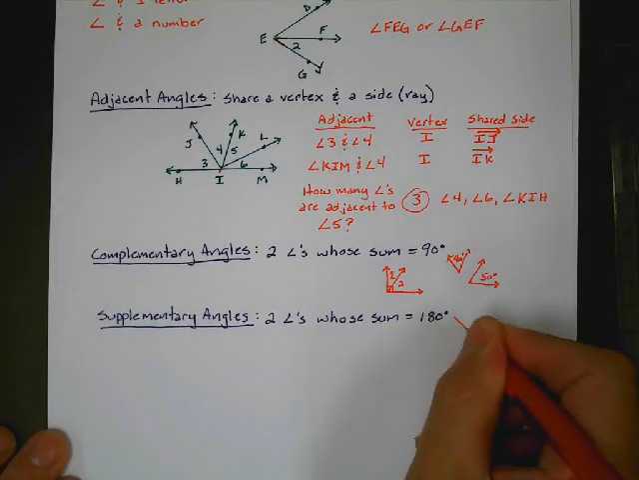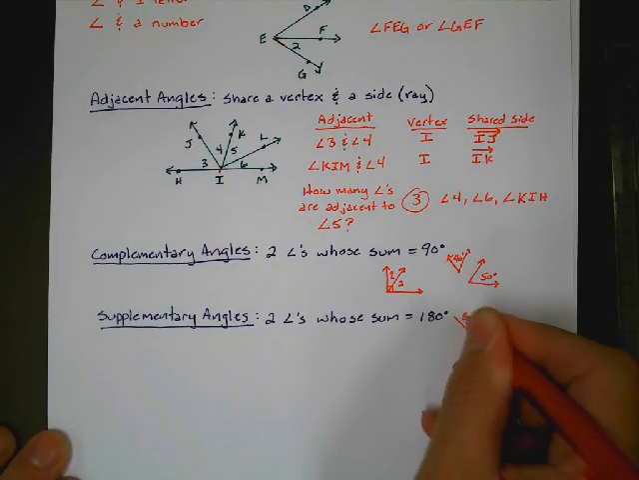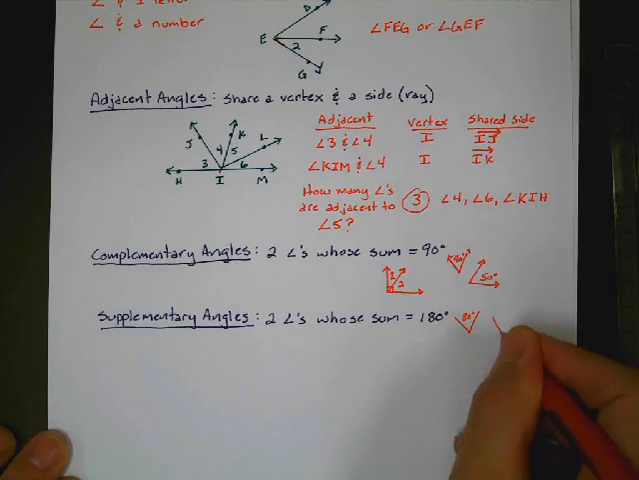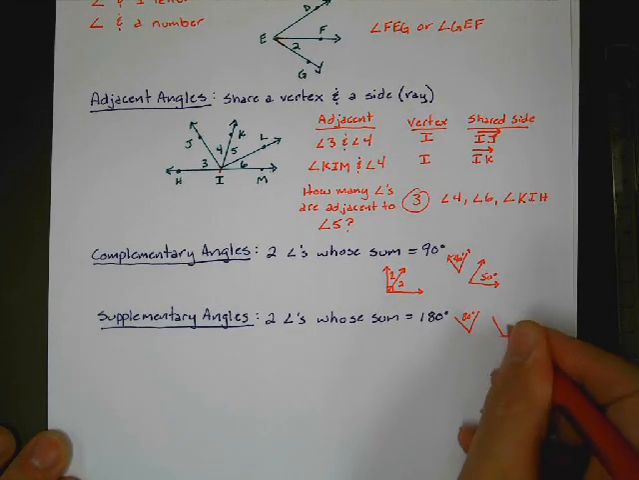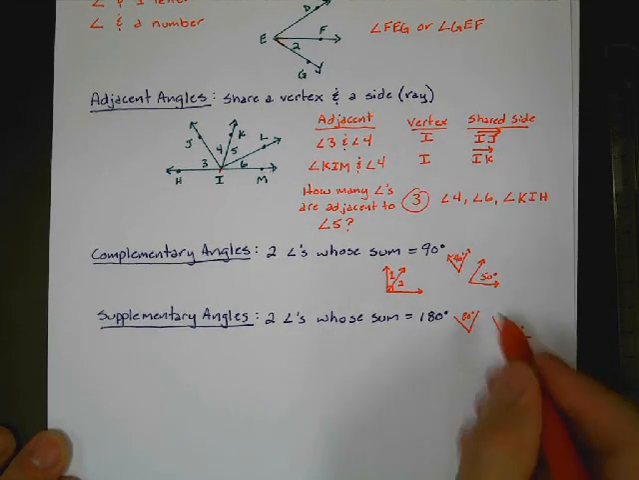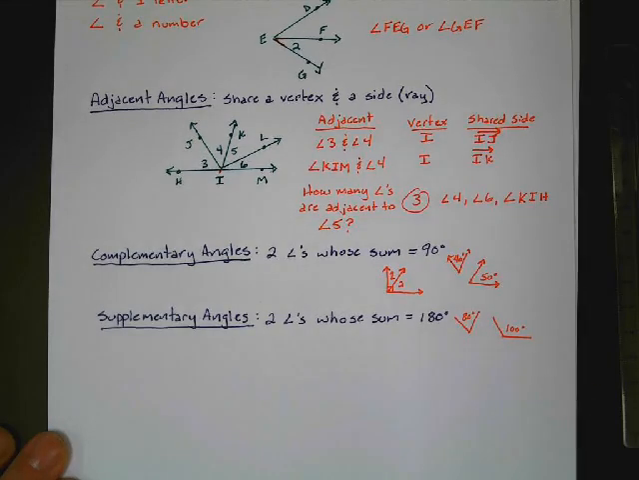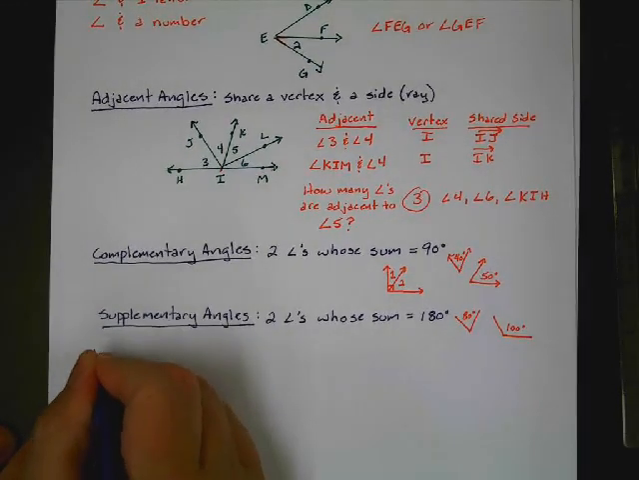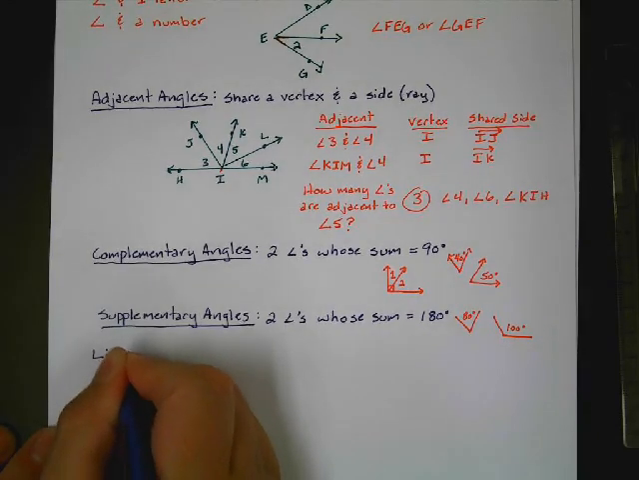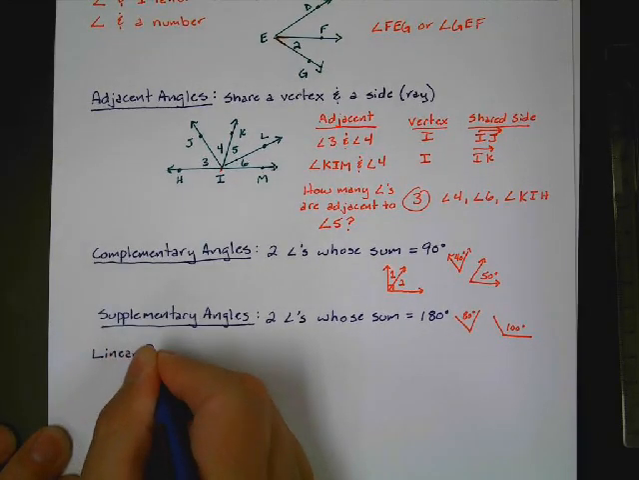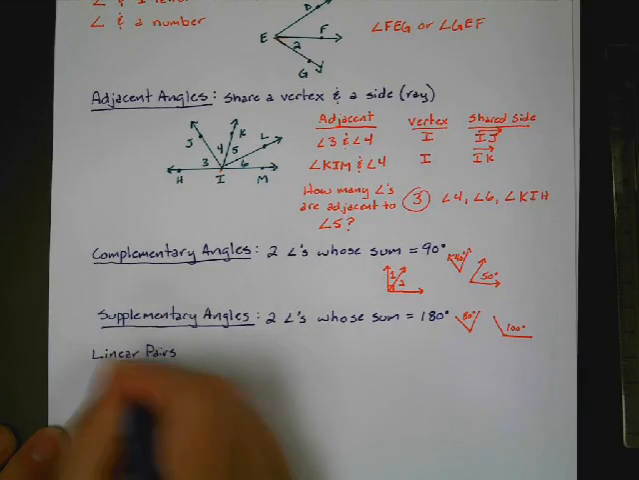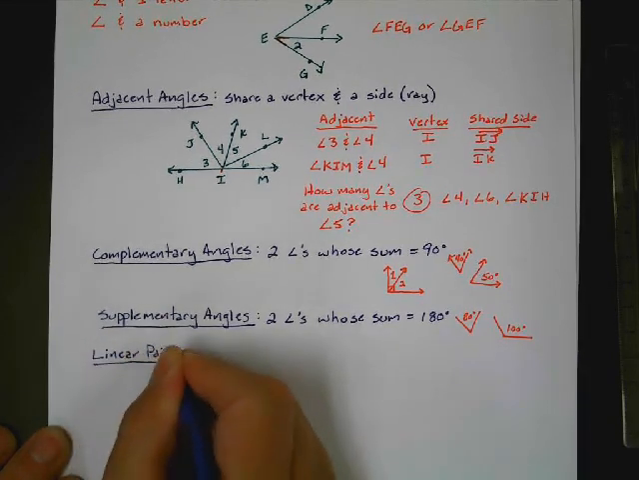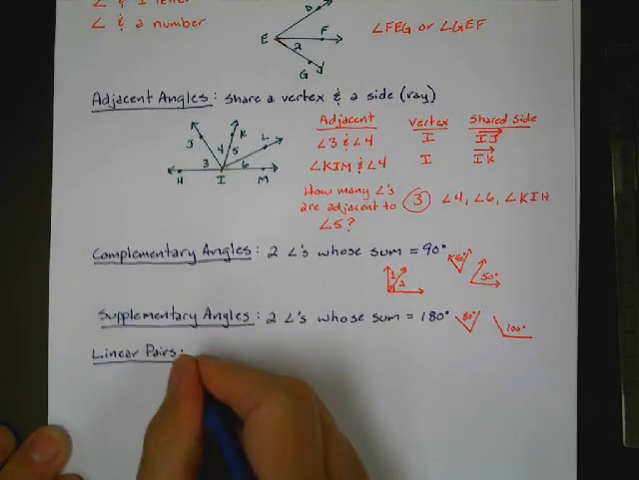So you could have one over here that was 80 degrees. And then you can have another one over here that's 100 degrees. And these two angles, since they add up to 180, would still be supplementary. They could also be next to each other. Now, when they are next to each other, we call them linear pairs. Linear pairs are adjacent and supplementary.